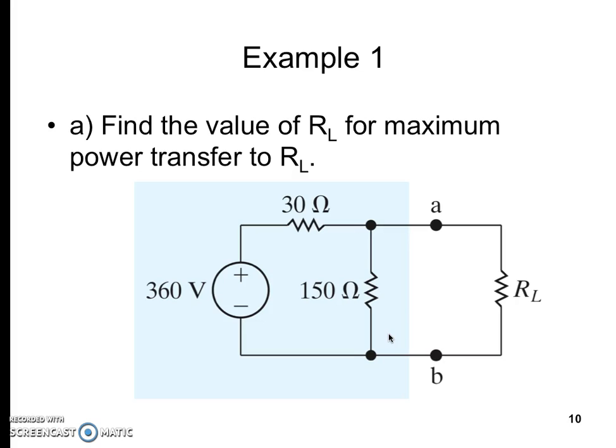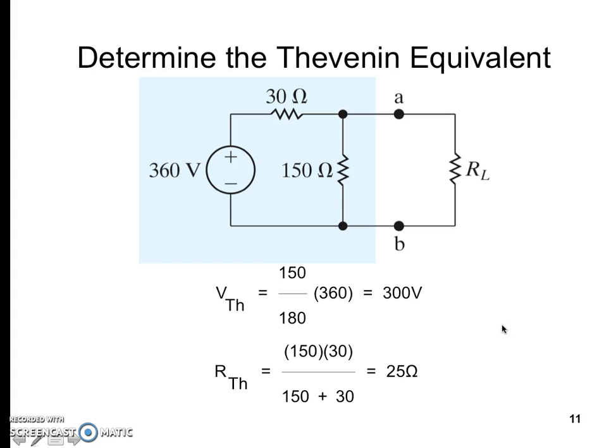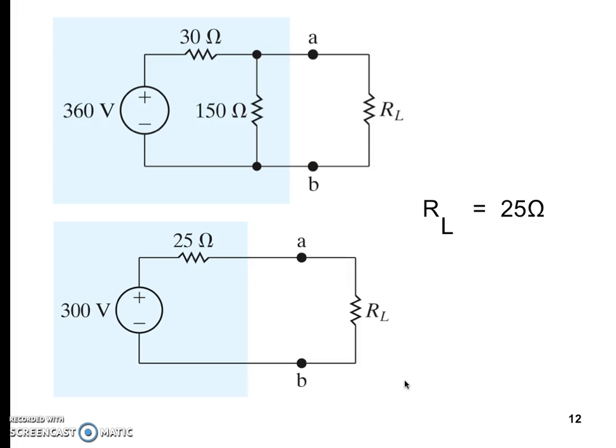Let us find the value of RL for maximum power transfer to RL. Now see, this is the voltage, this is the resistance, these are the internal resistances, and this is the load resistance. There are two terminals A and B. Okay, now we are determining the Thevenin's equivalent resistance. Our VTH, Thevenin's voltage, will be 150 by 150 plus 30 into 360, that is equal to 300 volt. And what will be the RTH? Your RTH will be, these two are parallel connected, so it's 150 into 30 by 150 plus 30, that is equal to 25 ohm. So VTH is 300 volt and RTH is 25 ohm.